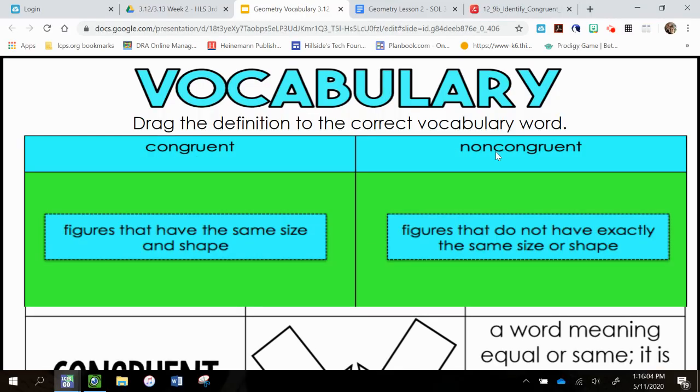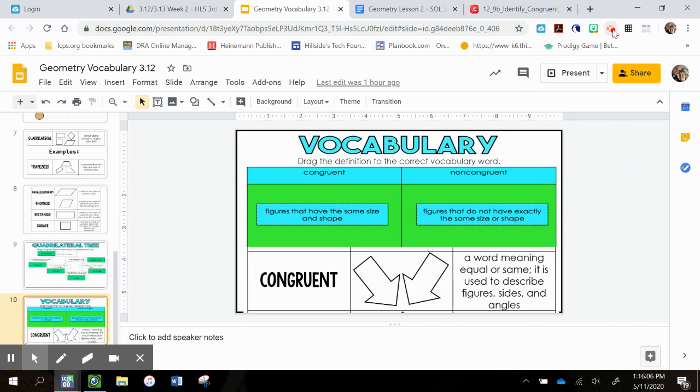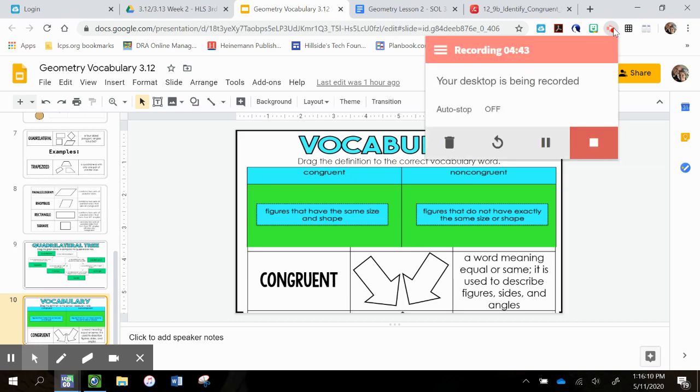Okay, that's all the vocabulary that we have for this lesson. Please move on to the next step in your HyperDoc.